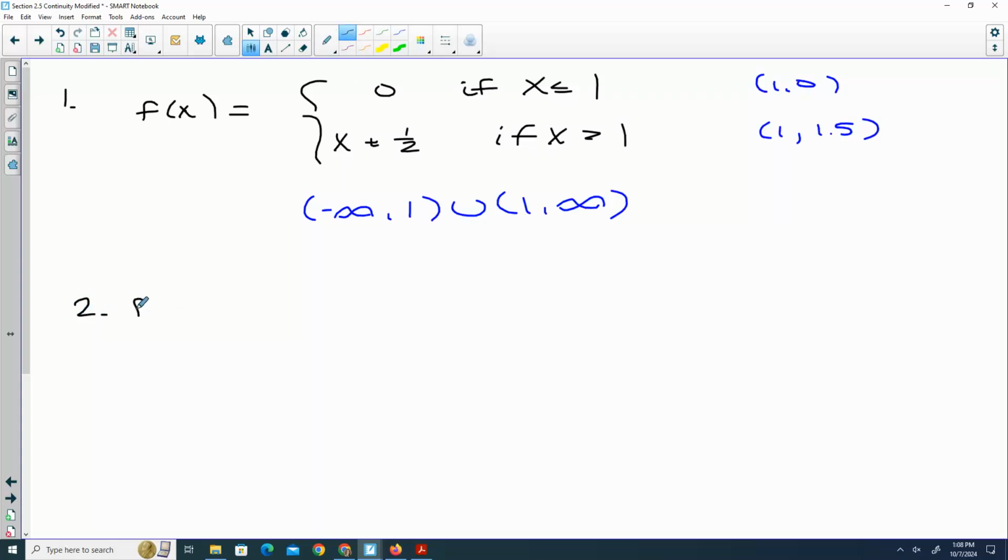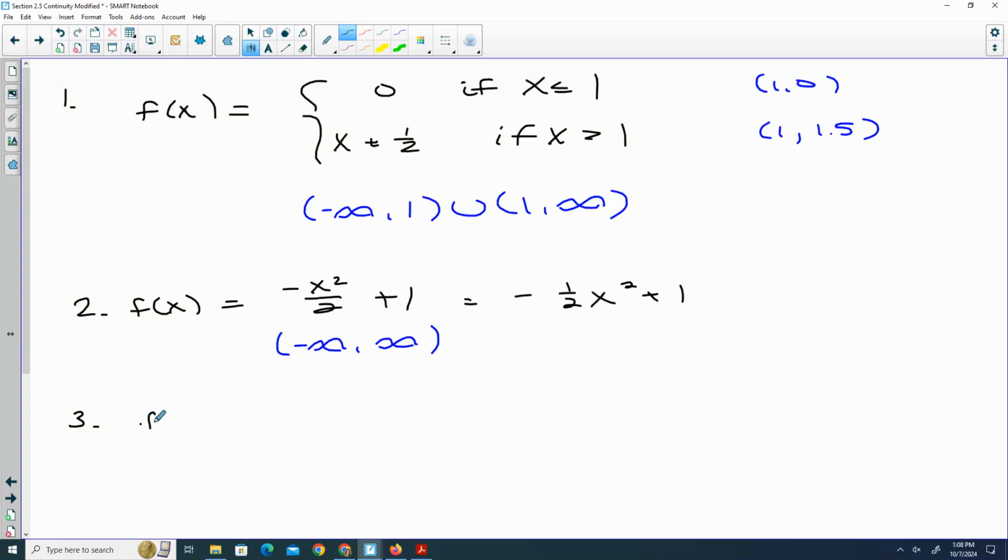Number 2. We have a negative x squared over 2 plus 1. What do you think? Negative infinity to infinity. Yeah, that would be the same as if I wrote negative 1/2 x squared plus 1. That's a polynomial. Polynomials are continuous everywhere. If you start seeing random 8s on my paper, no, they are infinities.